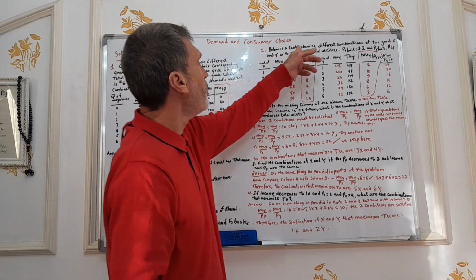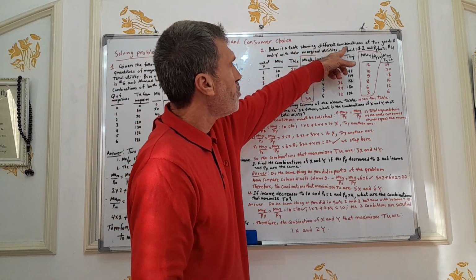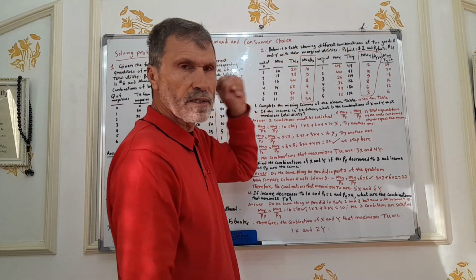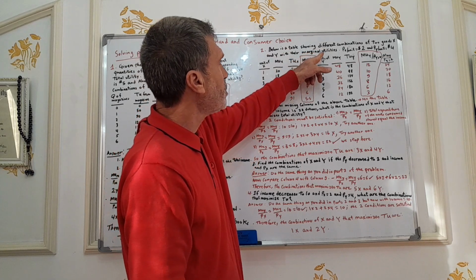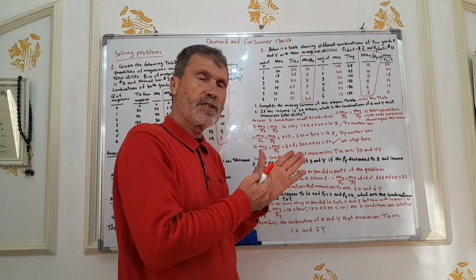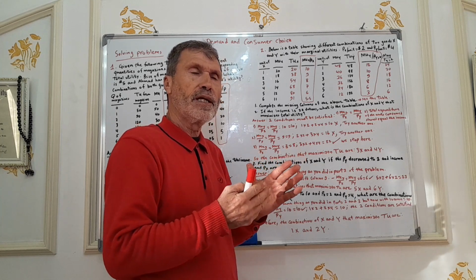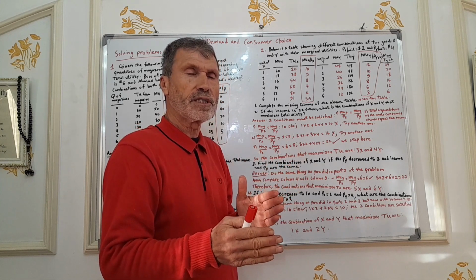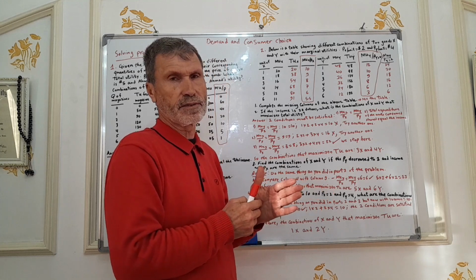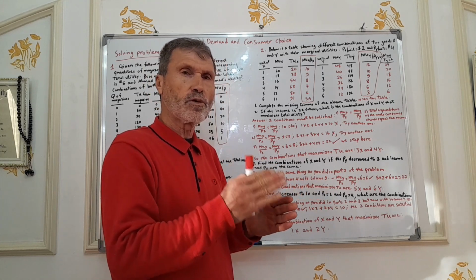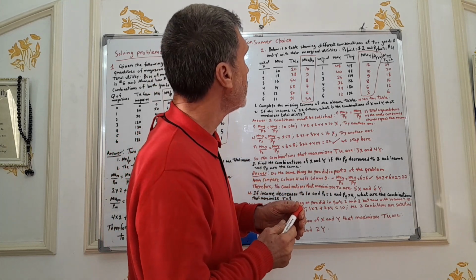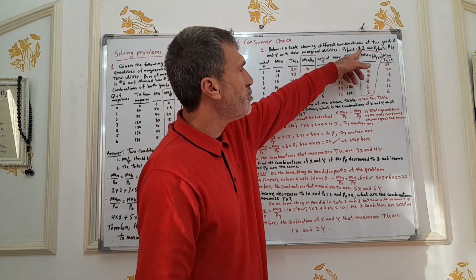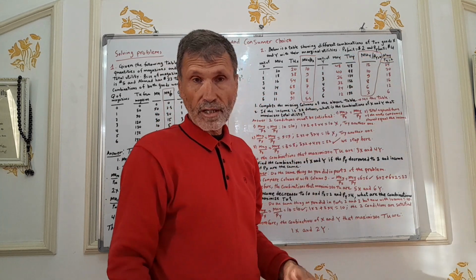In problem 2 below is a table showing different combinations of 2 goods, X and Y, and their marginal utilities. So in this problem, he is giving you the marginal utilities instead of the total utilities, and you have to find the total utility. Great. Now, the price of X per unit is $2. Price of Y is $4.